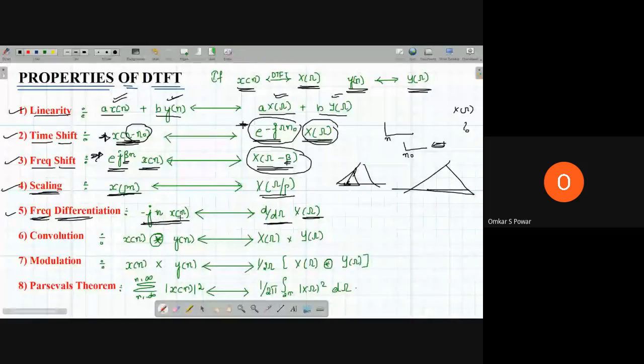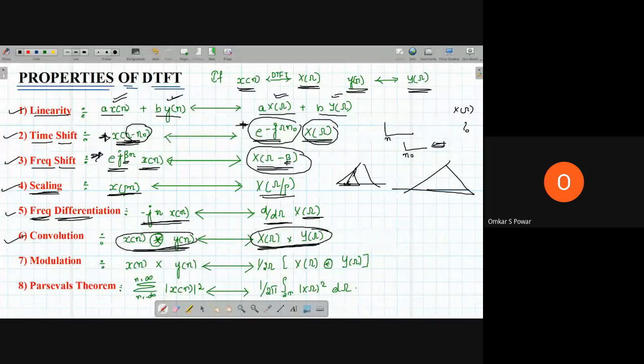Then convolution. So this is common. Convolution of x of n with y of n. Time domain convolution is nothing but multiplication in your frequency domain. So this is very, very important. This property, not only for your studies now, but if you go higher, like in your masters, with respect to DSP or signal processing, is very important.